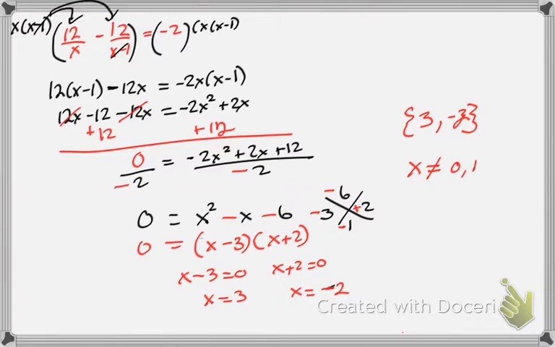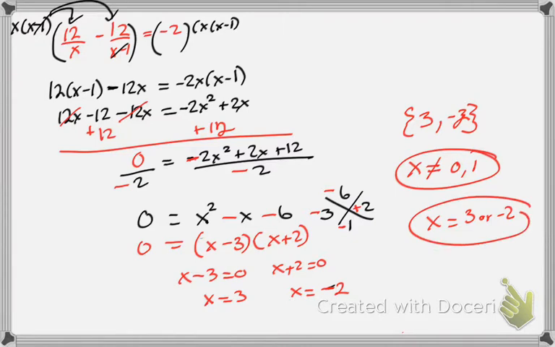But why did you get rid of the negative 2 when you factored out? Well, because I didn't like factoring a negative 2 here. Okay. Lead coefficient, so I got rid of it. So my solution is x equals 3 or negative 2. And the restriction is 0.